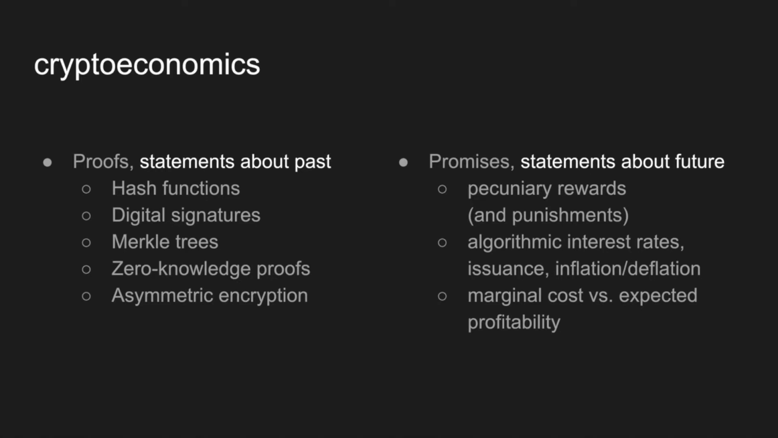Then the other half would be those promises. And these are statements about the future, right? An example would be an IOU. If I want to loan you $5 today, I can get back an IOU from you that says, okay, I'll pay you back $5 plus some interest in the future. Examples we see in crypto would be rewards, like monetary rewards, also punishments. Algorithmic ideas around interest rates, issuance of some currency, inflation or deflation rates, this idea of marginal cost versus expected profitability.